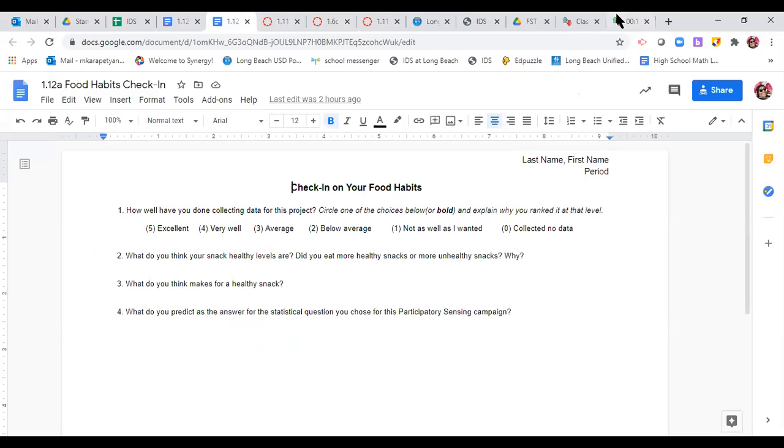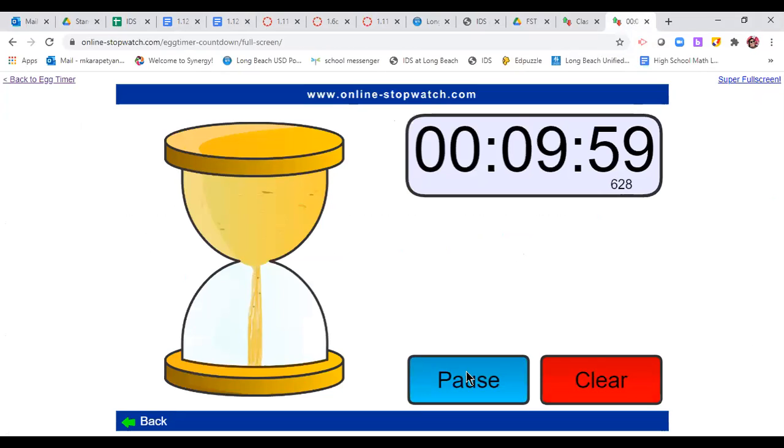All right, so you guys are going to be given 10 minutes to complete this check-in. 10 minutes is plenty of time to complete this and submit it. So make sure that you are submitting this once you have completed it. When you are done, I would like to see a check mark in the participants window to let me know, hey, I'm done, Ms. K. All right. So 10 minutes to work on our 1.12a, food habits check-in. And your 10 minutes starts now.